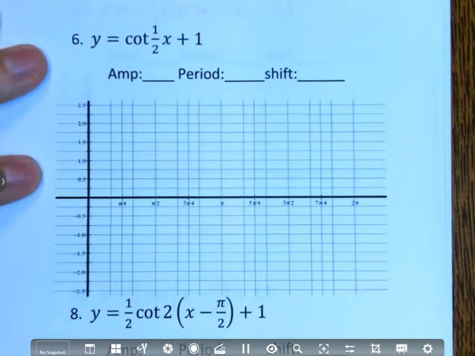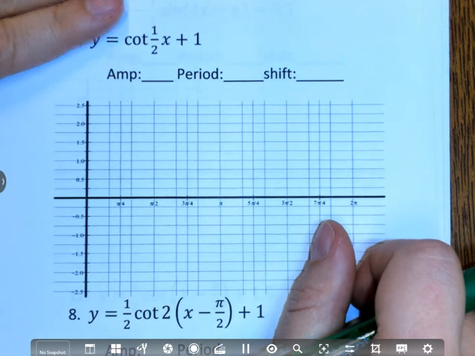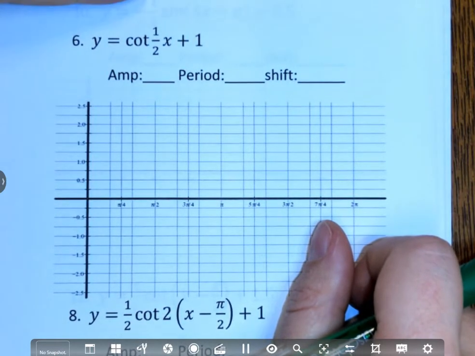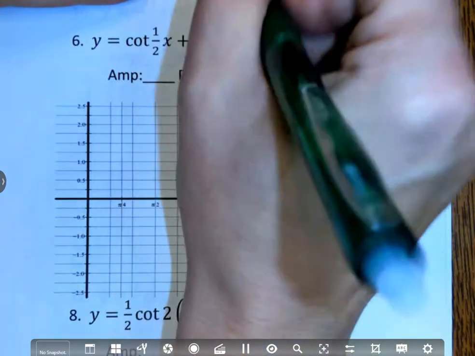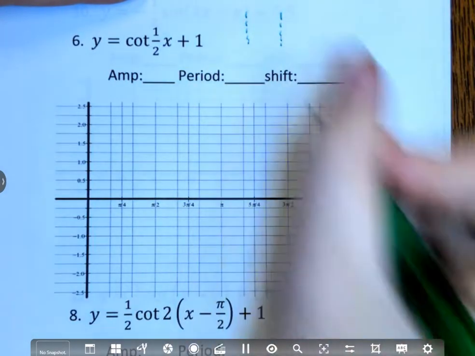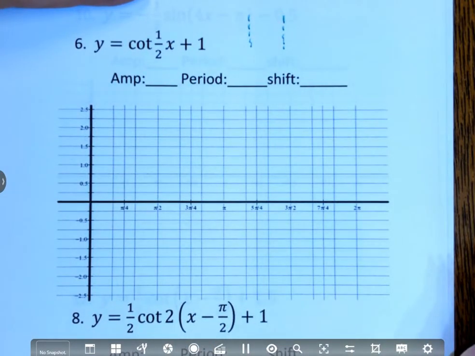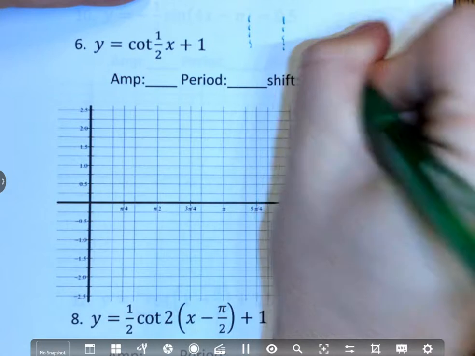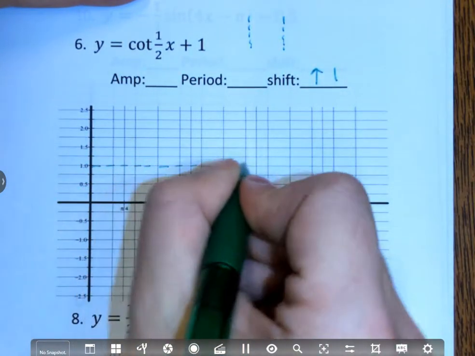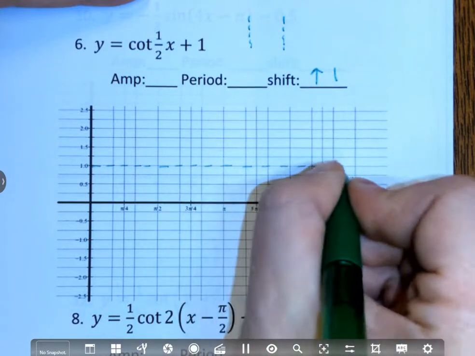Cotangent. Tell me something about this graph. Ooh, nice. This one will start with an asymptote and end with an asymptote. Tell me something else about this graph. It's going to shift up 1. So I'm going to do that. Boop, boop, boop, boop, boop, boop. So much more fun when you make noises.